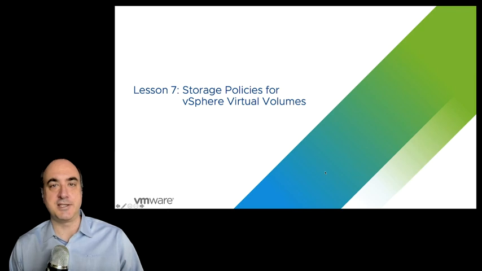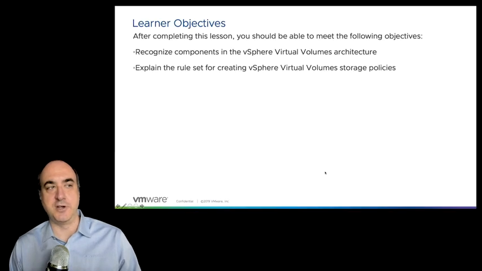In any case, let's take a look at one more way of using policies, and that is using virtual volumes. This was actually added to vSphere 6, so it's a little newer than vSAN, which was added in vSphere 5.5, but there's actually some pretty common characteristics between virtual volumes and virtual SAN. Our goal here is to recognize the components that make up the virtual volumes architecture and be able to explain the rule set for creating virtual volume storage.